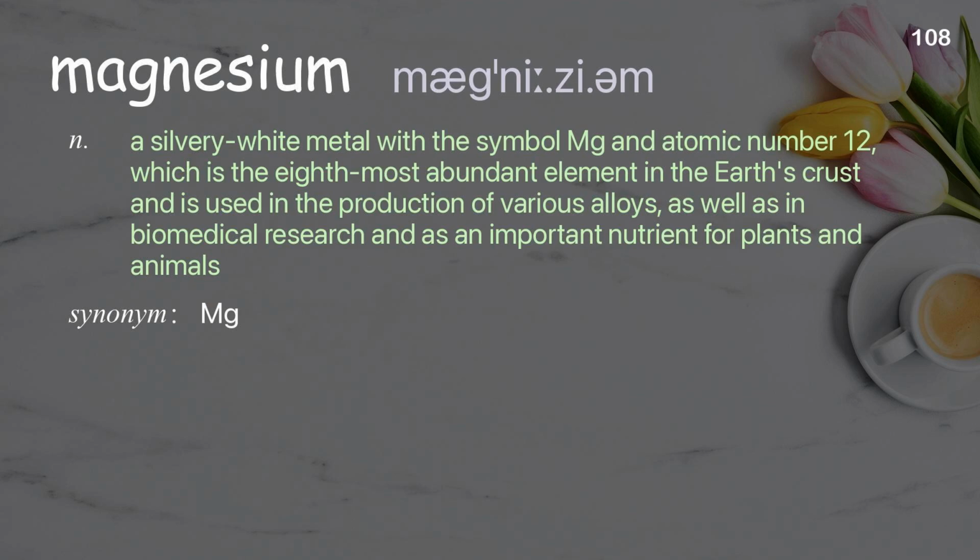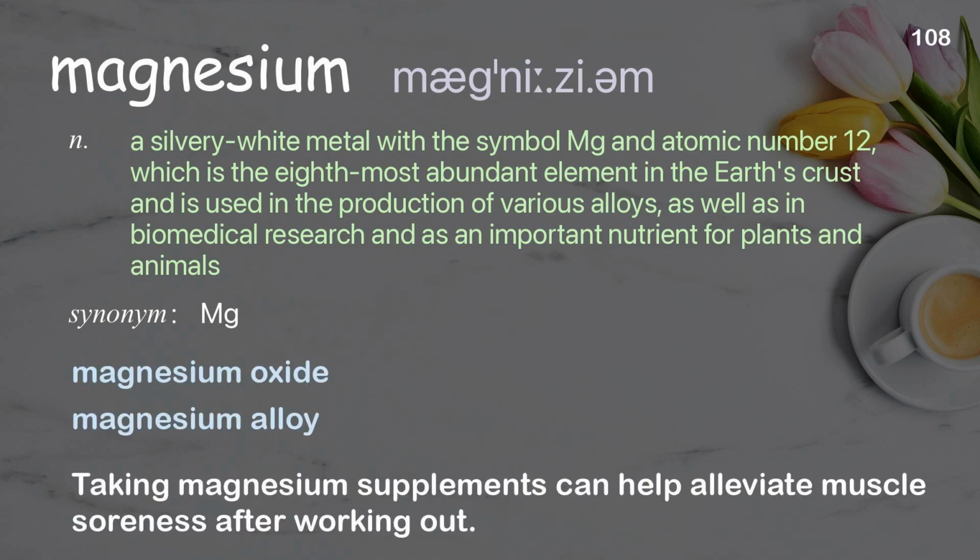Magnesium. A silvery white metal with the symbol Mg and atomic number 12, which is the eighth most abundant element in the Earth's crust and is used in the production of various alloys, as well as in biomedical research and as an important nutrient for plants and animals. Examples: Magnesium oxide. Magnesium alloy. Taking magnesium supplements can help alleviate muscle soreness after working out.